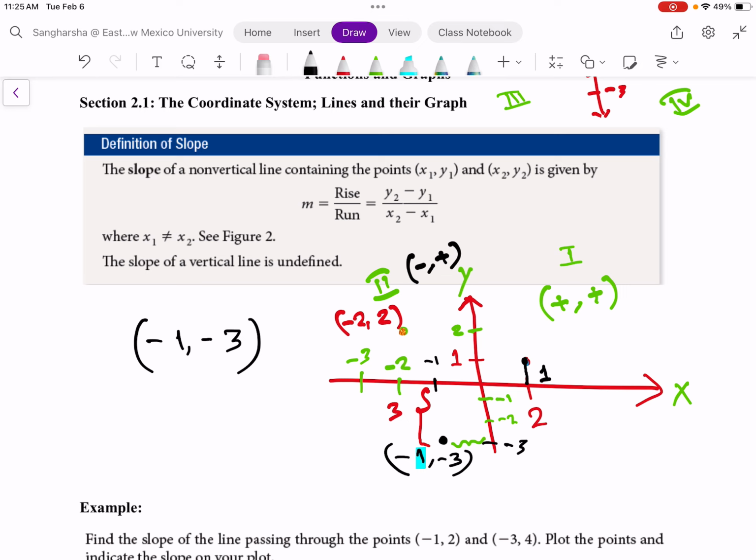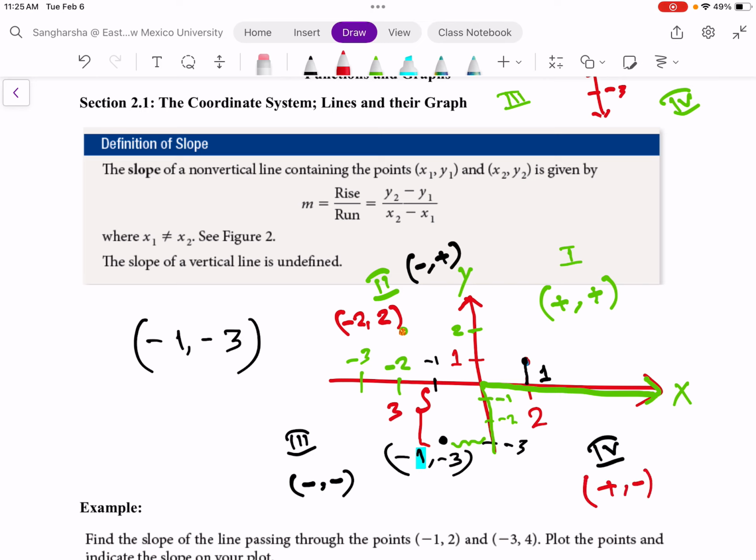Now what about the third quadrant? What are the signs of the coordinates of points in the third quadrant? The x coordinate has to be negative, and the y coordinate has to be negative, right? Every point with a negative x coordinate and a negative y coordinate lies in the third quadrant. Now what about the fourth quadrant? We have a positive x coordinate and a negative y coordinate, right?